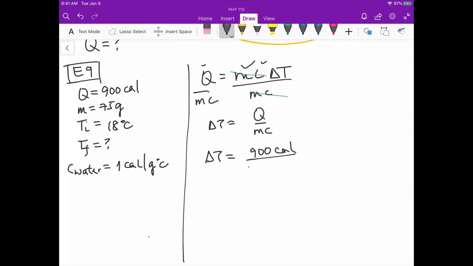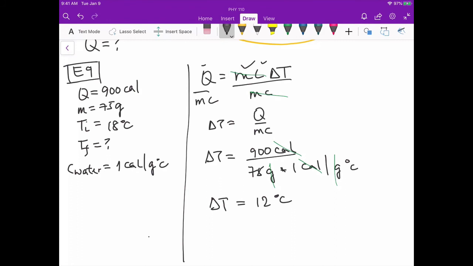The mass is 75 grams, and c of water is 1 calorie per gram per degree Celsius. So anything that can be eliminated, gram by gram, calorie by calorie, leaves only degrees Celsius. And when you flip it, it goes up there next to the number. So your delta T, if you simplify this properly, is 12 degrees Celsius.